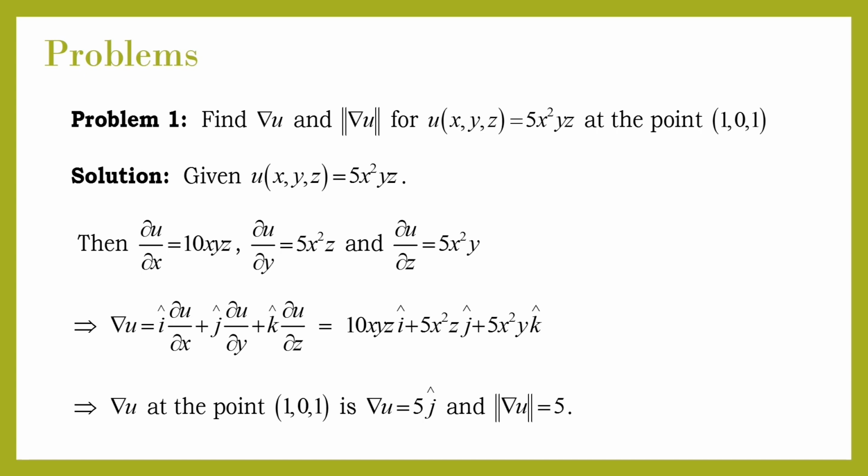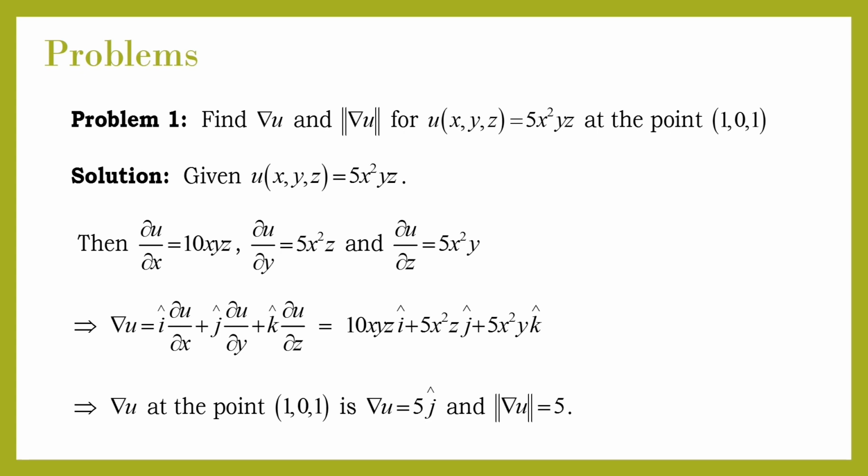What is del u? The gradient of u, or del u, equals i cap dou u by dou x plus j cap dou u by dou y plus k cap dou u by dou z. Now plug in the values of the partial derivatives in this formula. Then del u equals i cap 10xyz plus j cap 5x square z plus k cap 5x square y. This is the gradient of the given scalar field u.